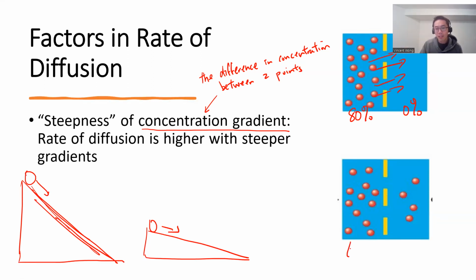Over here, let's say we have 60% and this is 10%. So the difference, I mean, there is a difference. It will still move, but it's not going to move as quickly. Okay, so they'll still go, but it's going to take some time. So the greater the difference between the 2 points, the steeper the concentration gradient, and the faster the rate of diffusion is going to be able to occur. Does anybody have any questions so far about the size, the temperature, and the steepness of the concentration gradient before I tell you about the last one?